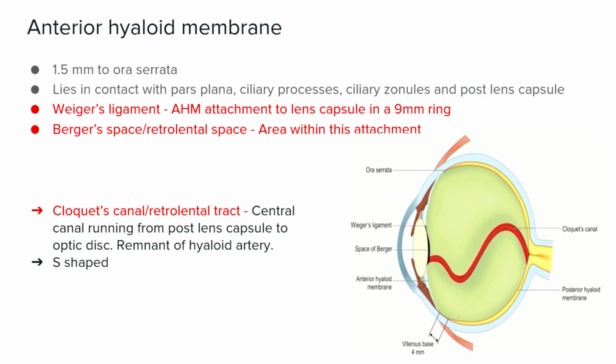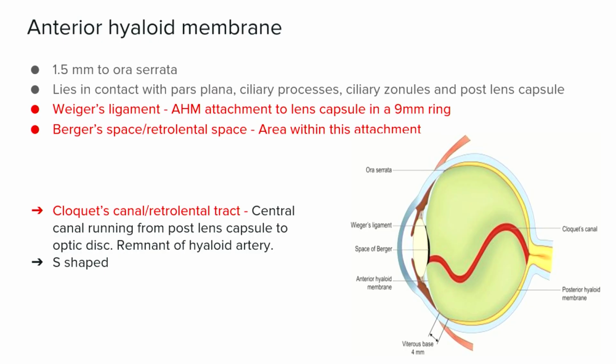Now the anterior hyaloid membrane. It is 1.5 mm anterior to the ora, lies in contact with the pars plana, ciliary processes, ciliary zonules and posterior lens capsule. It has Wieger's ligament, which is attachment of anterior hyaloid membrane to the lens capsule in a 9 mm ring. Space posterior within that ligament is called the Berger's space or the retrolental space.